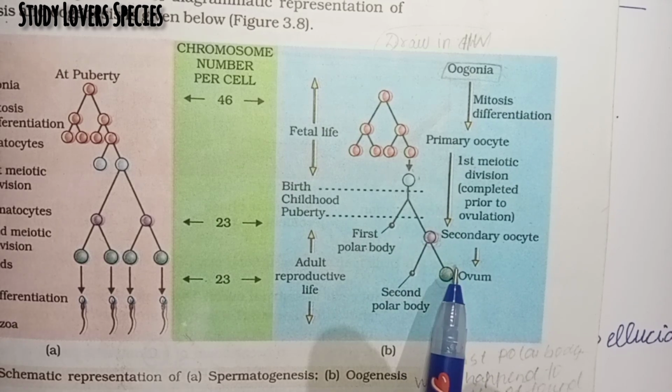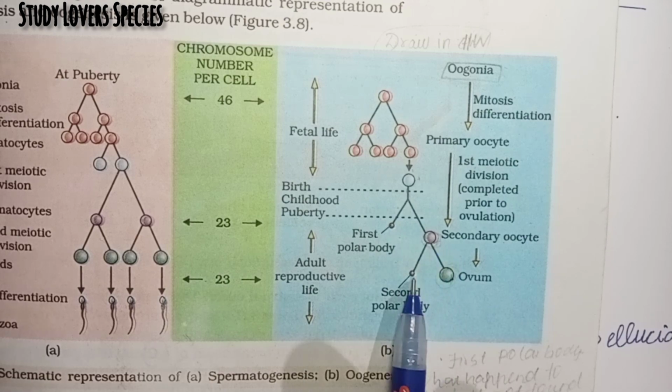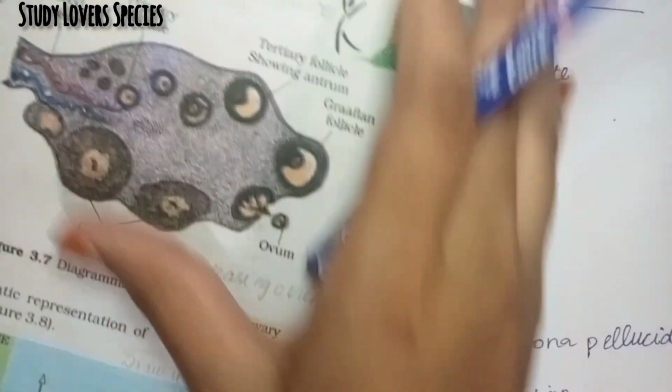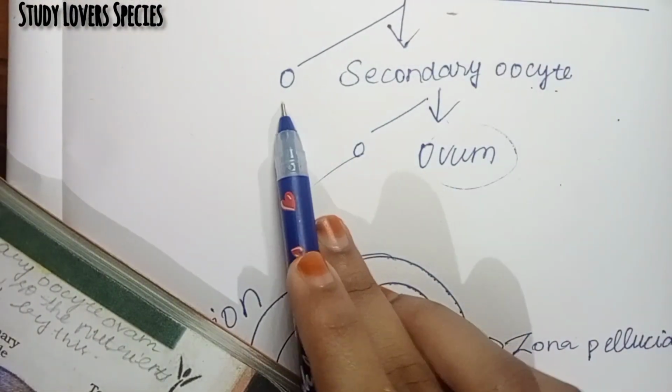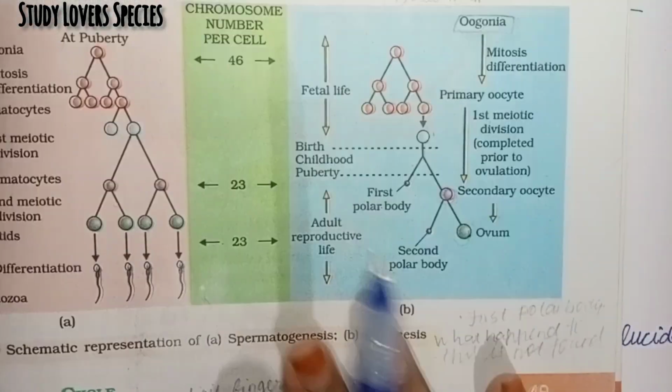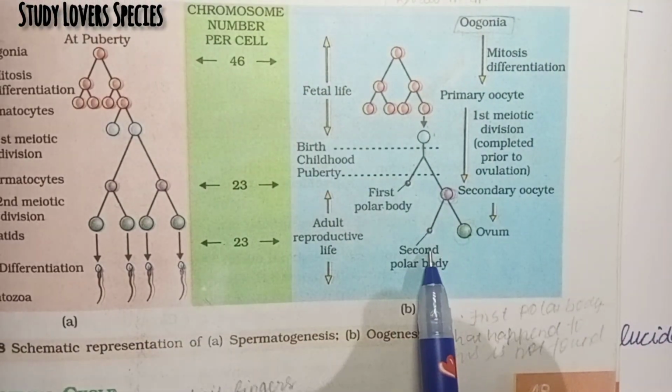This secondary oocyte is the one which is going to change into the ovum, right? In the ovum, even a second polar body is formed. This is the first polar body, guys. I think I haven't mentioned that word. This is the first polar body and this is the second polar body. Both will get degenerated only.